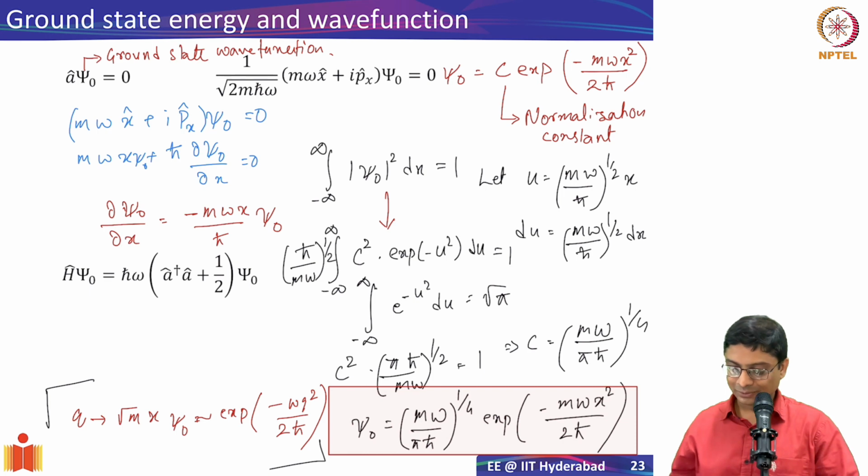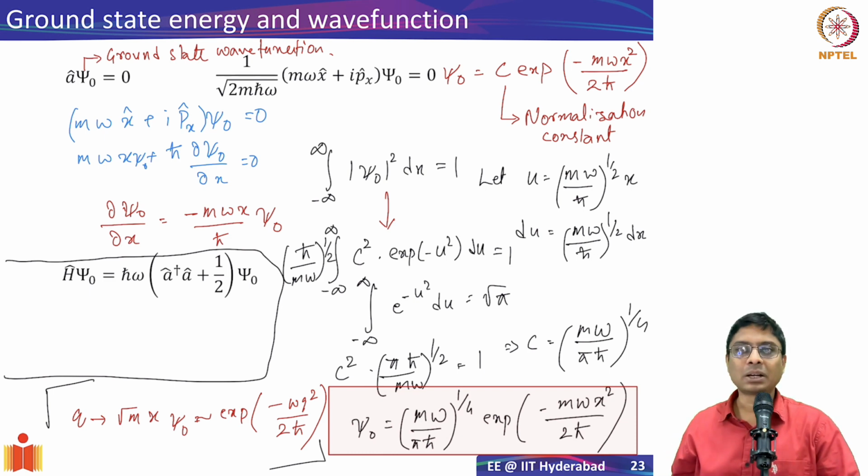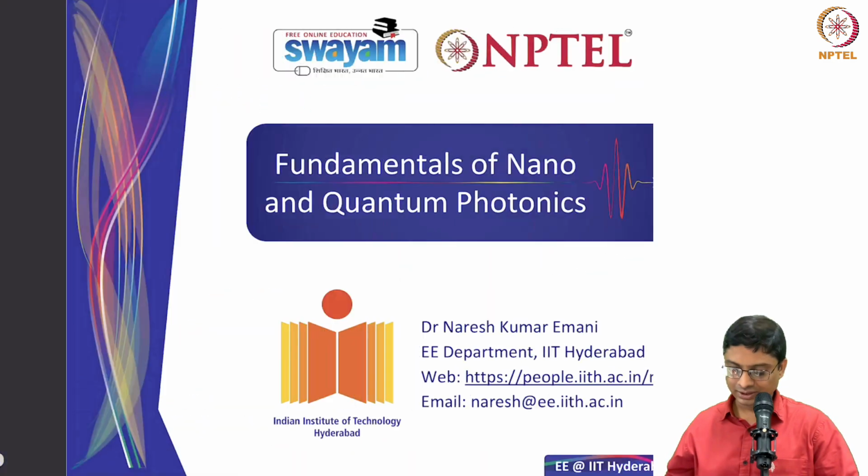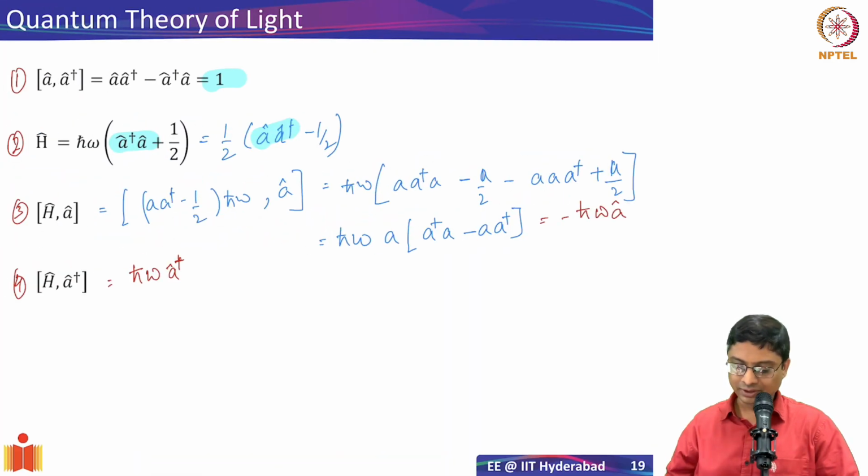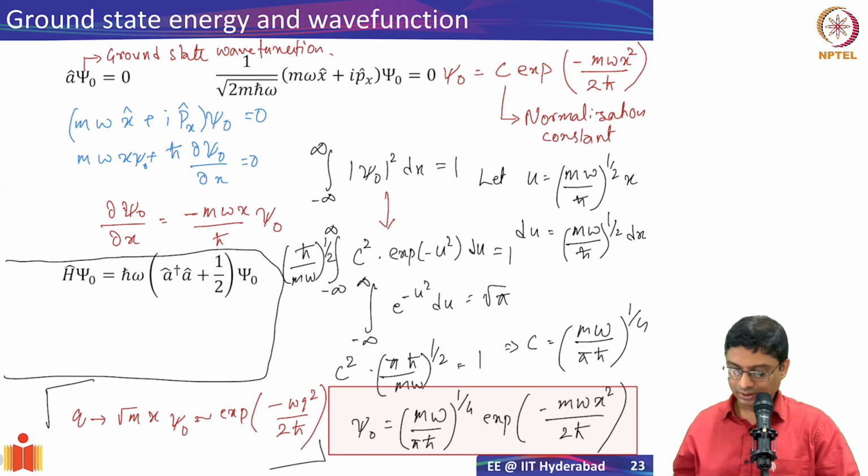And the last thing I want to look at is what happens when the Hamiltonian acts on psi naught. We can solve this. We know that the Hamiltonian can be written as A dagger A plus half, times h cross omega. This is the expression we gave for the Hamiltonian when we derived it. So now if you write it like that, what happens?